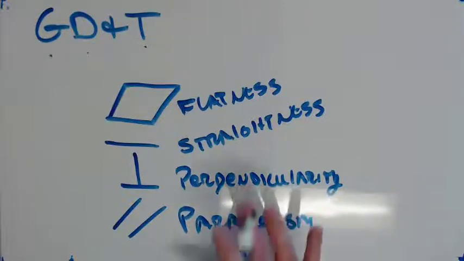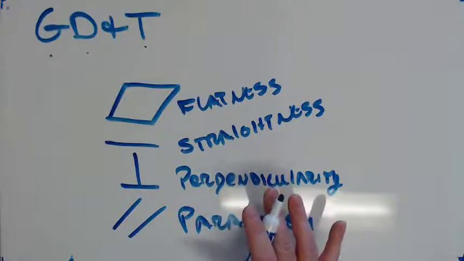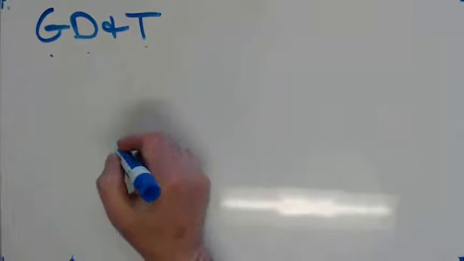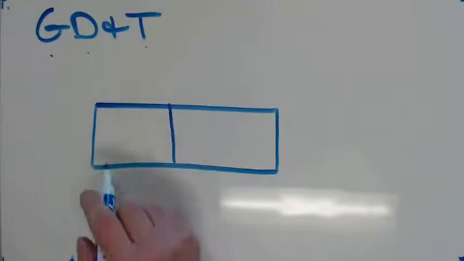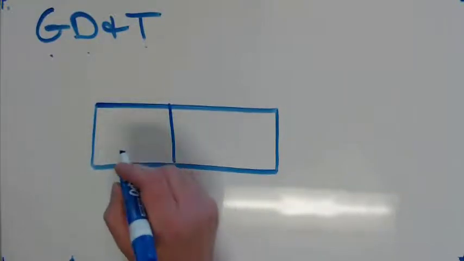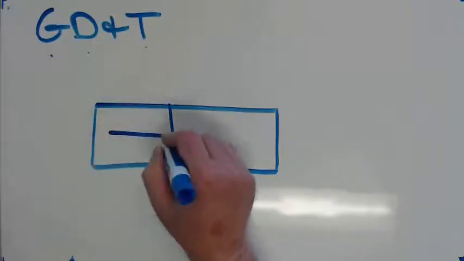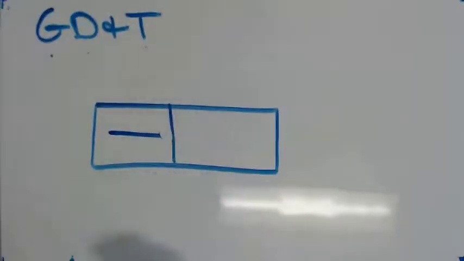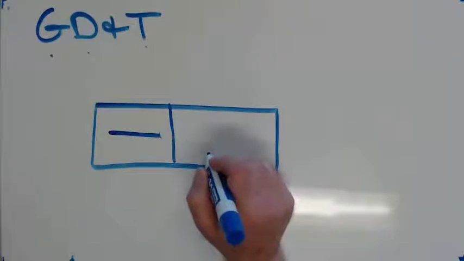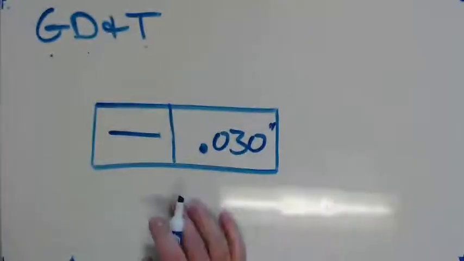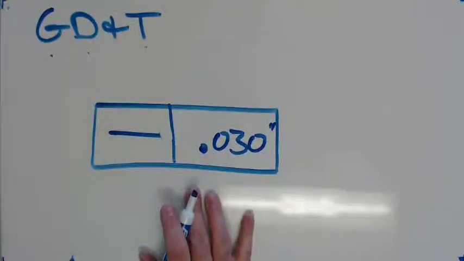How they work is we apply them to what we call a feature control frame. A feature control frame is just a set of boxes like this. In the first frame, the characteristic always goes. So let's say we want straightness. I put the straightness symbol in there, and let's say I want it straight within 30 thou, so 0.030. What that means is this part has to be straight within 30 thousandths of an inch.